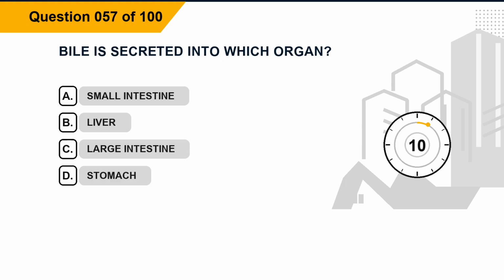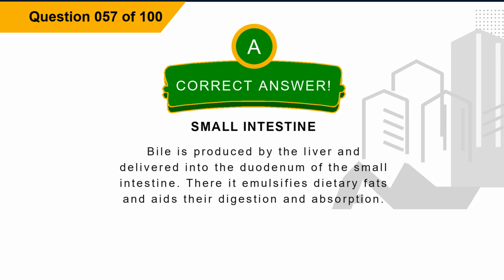Question 57. Bile is secreted into which organ? Option A, small intestine. Option B, liver. Option C, large intestine. Option D, stomach. The correct answer is option A, small intestine. Explanation. Bile is produced by the liver and delivered into the duodenum of the small intestine. There it emulsifies dietary fats and aids their digestion and absorption.